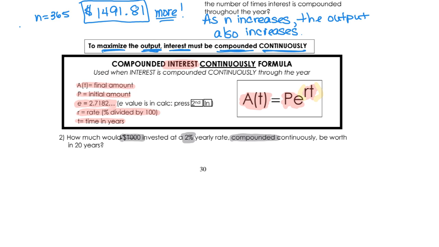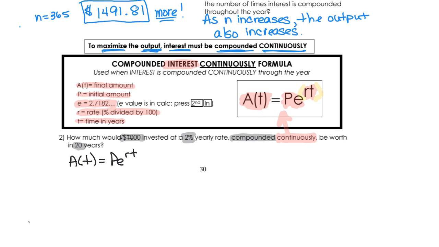So because they say continuously, guys, that's why we're using this formula right here. Okay, we cannot use the formula that we just learned because there isn't a number where we would insert for continuously like we do weekly and monthly and daily and quarterly, okay? How much would it be worth in 20 years? All right, so because they said compound continuously, guys, I now know that the formula that I have to use in order to get the correct answer out is A of T equals P E to the RT, okay?